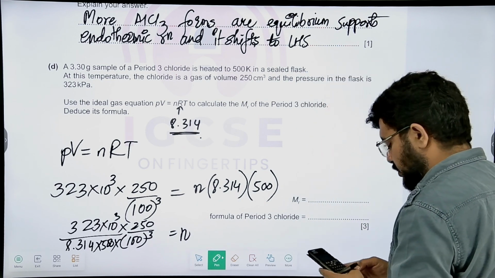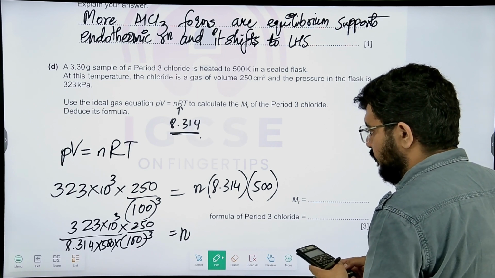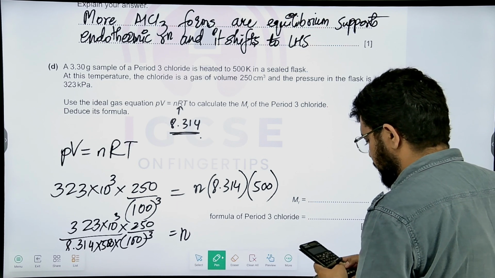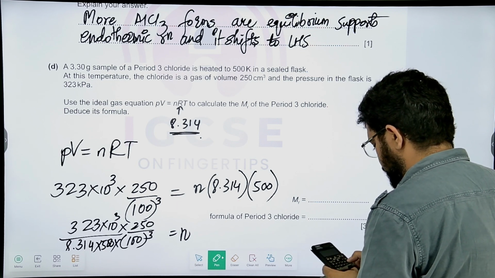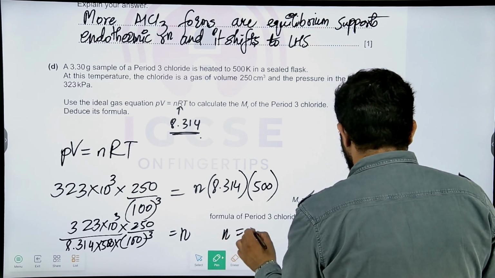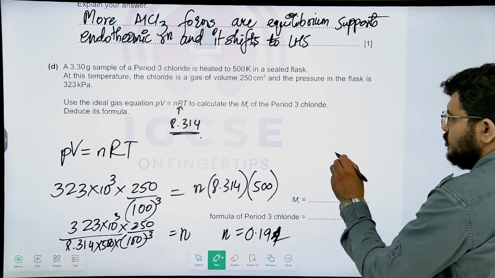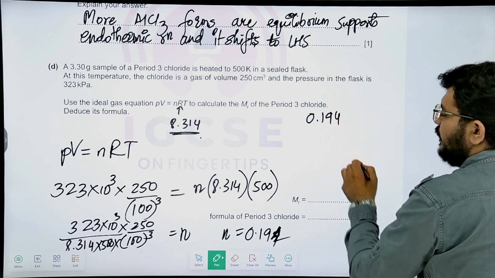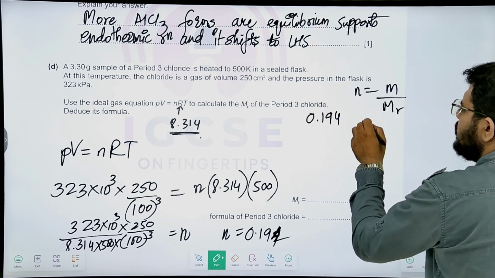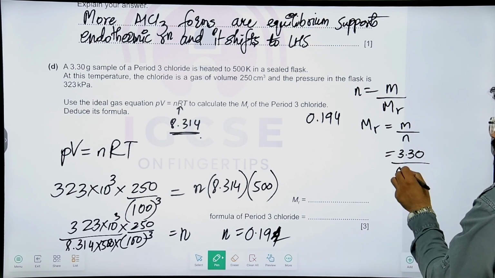n equals 10 to the power 3 into 250 upon 100 cube divided by 8.314 multiplied by 500. Let's do this. So you have 323 into 10 to the power 3 multiplied by 250 divided by 8.314 into 500 into 100 cube. Okay. You have the value of n comes to 0.1942, sorry, 0.1942. So I'll use 0.194, right? Now the formula for moles is measured mass upon relative molecular or formula mass. So I have Mr is equal to m upon n, right? So I have measured mass is 3.30, n is 0.194.